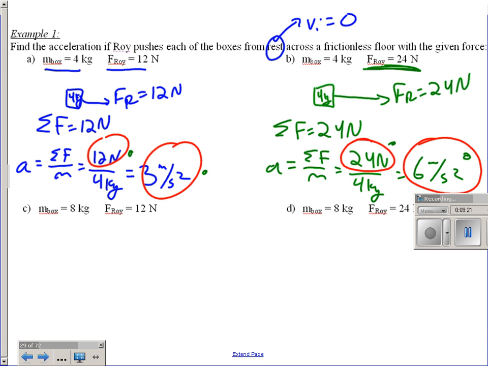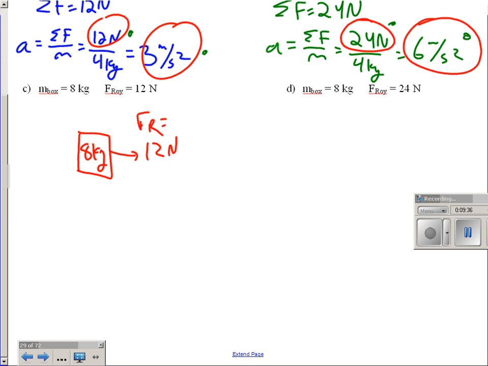Okay, now in example C, we're going back to 12 newtons, but now we've got a bigger box, right? So look, now we've got an 8 kilogram box being pushed with 12 newtons. So compare this with part A. In both of them, you're pushing with a force of 12 newtons. The difference is the mass. So which of these two boxes would you expect to move more? Isn't the lighter one going to be easier to move? Acceleration is net force over mass, right? So we've got a 12 newton force pushing an 8 kilogram box. So when you divide this out, you end up getting 1.5 meters per second squared.